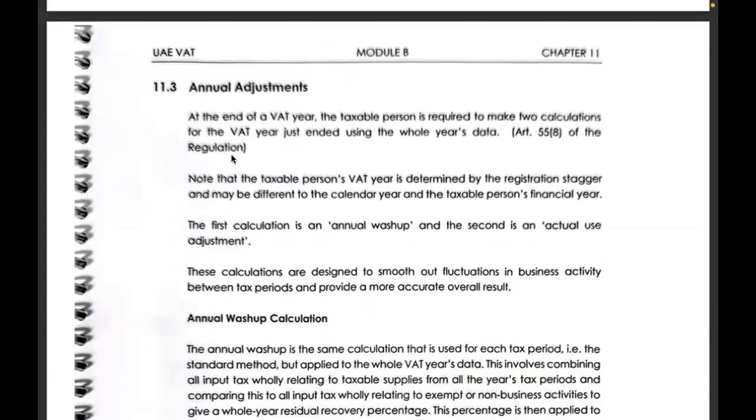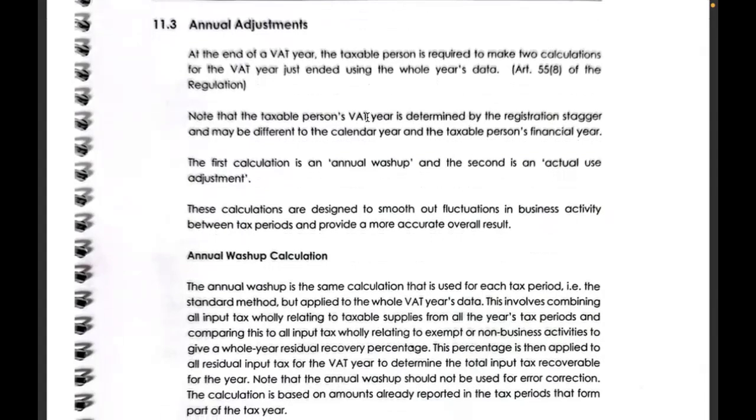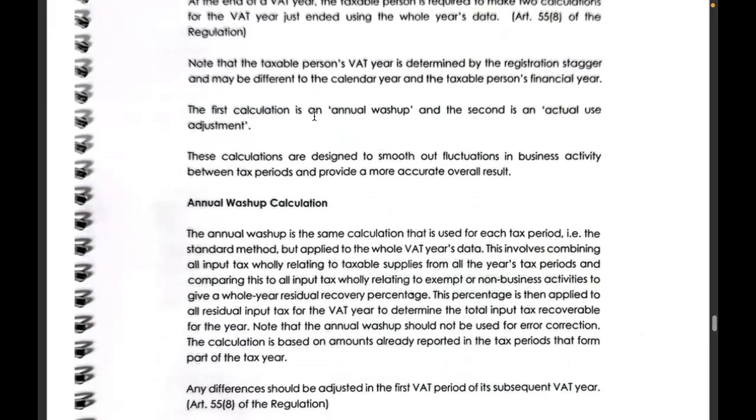Now, there is something called annual adjustment. At the end of a VAT year, what happens? The taxable person is required to make two calculations for the VAT year just ended using the whole year's data. Note that the taxable person's VAT year is determined by the registration stagger. Whenever a business is registered with the Federal Tax Authority, the authority grants that person the quarterly period, which can start from any month, depending on the date of the application. Sometimes we call it a stagger group, registration stagger, and it may be different than the calendar year. That's what I just explained. First calculation is an annual wash up, and the second is an actual use adjustment.